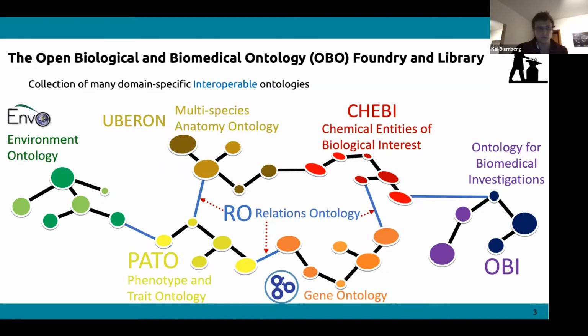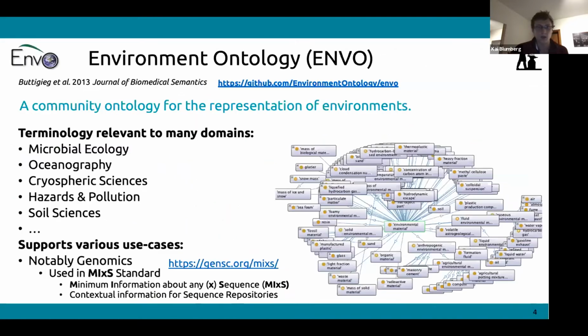Yeah, so he mentioned a few of these. There's a few more. It's all a big family. We can talk more about this later. There are many ontologies that are also not part of the OBO Foundry, just to keep that in mind, but the people here are more OBO people, so the discussion will probably be more in that line. For example, the environment ontology, which again he mentioned, has terms to cover many different domains: microbial ecology, oceanography, cryospheric sciences, hazards, pollution, soil sciences, manufactured products, perhaps a few too many things.